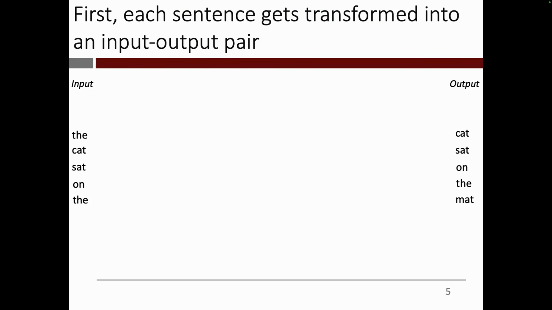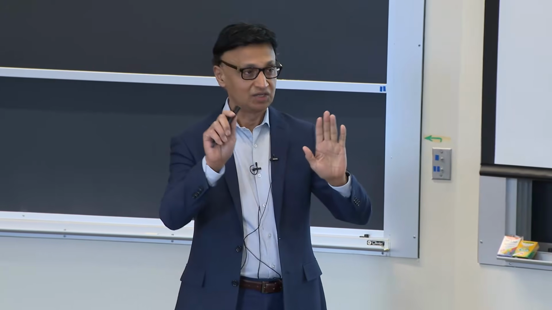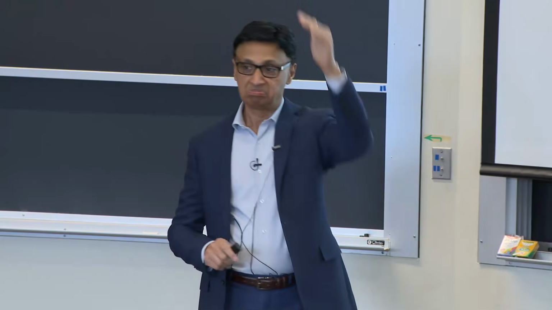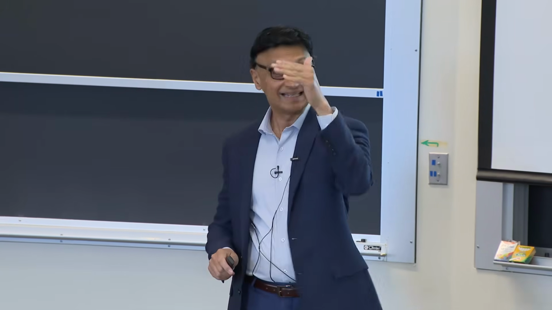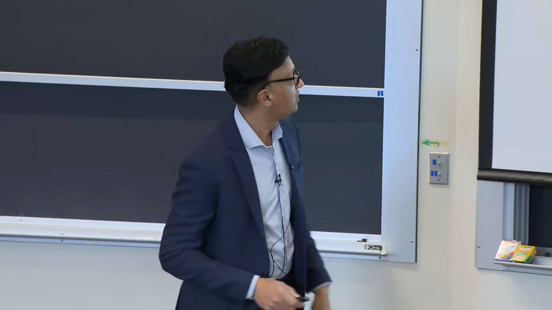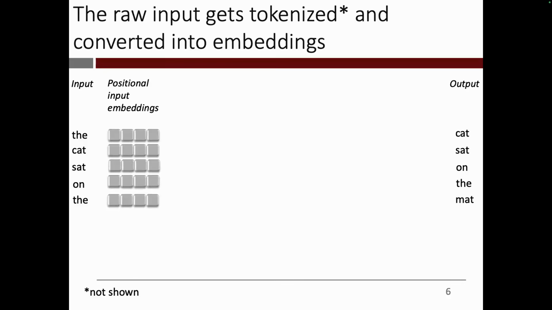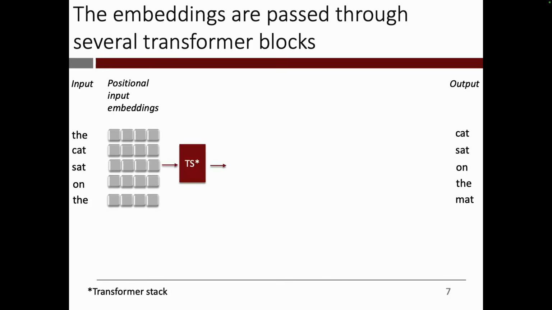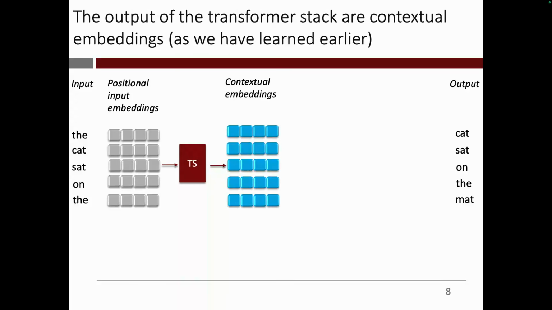So this is just a little manipulation so that we don't have to have dozens of sentence examples just for one starting sentence. If you have something like this, you can run it through positional input embeddings like we have done before with BERT. Then we can run it through a whole bunch of transformers, like a transformer stack. Then we get these contextual embeddings.